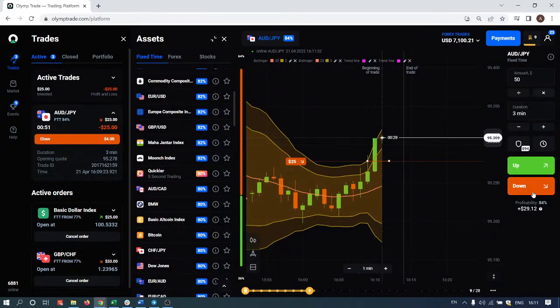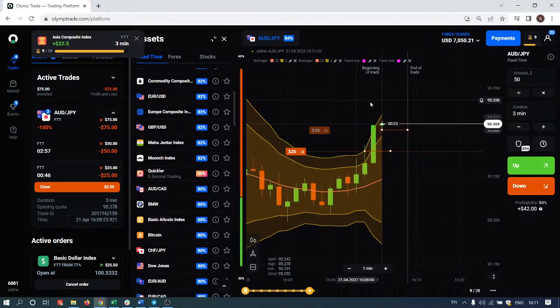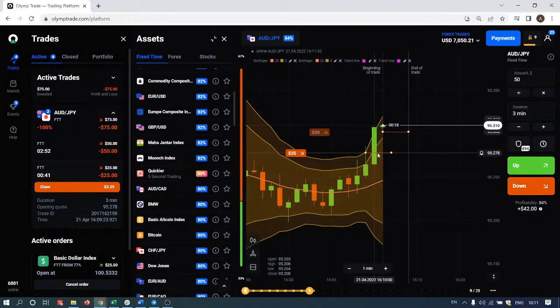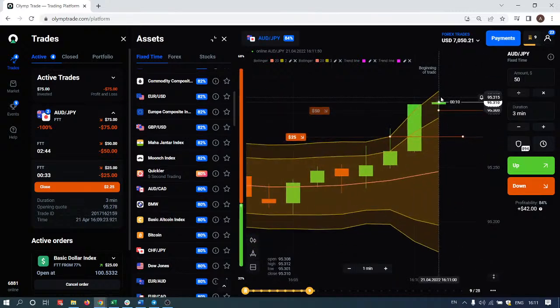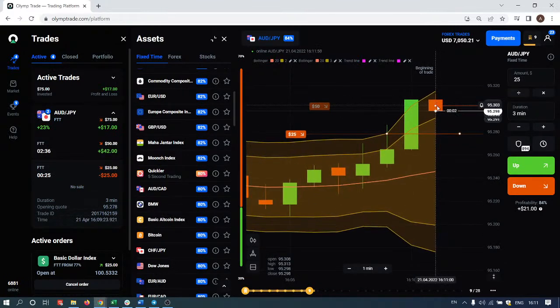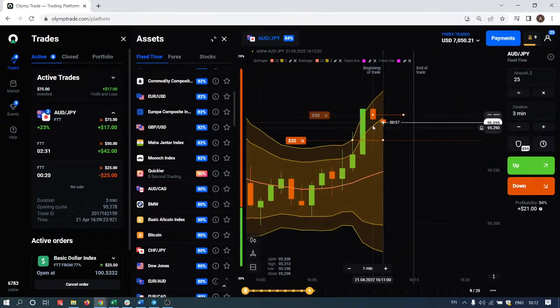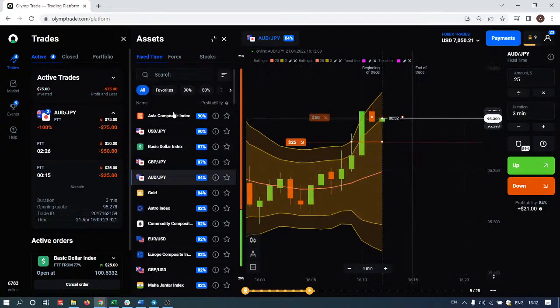Okay, guys, let's open one more trade here on AUD JPY. So we have breached our first level of resistance. Now we are at the second level of resistance here. And thus I opened the trade in the downwards direction here. So I doubled the amount of trade. That's basically the double Bollinger concept.